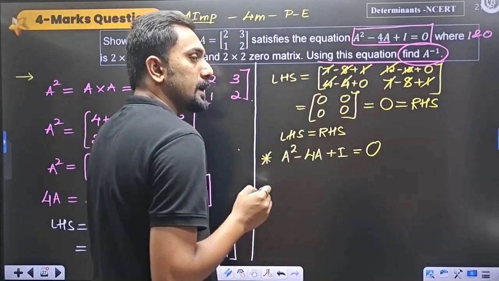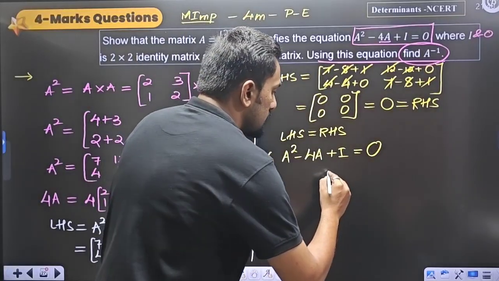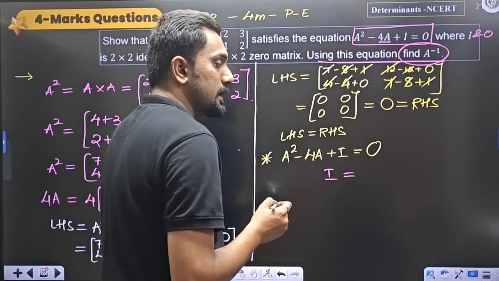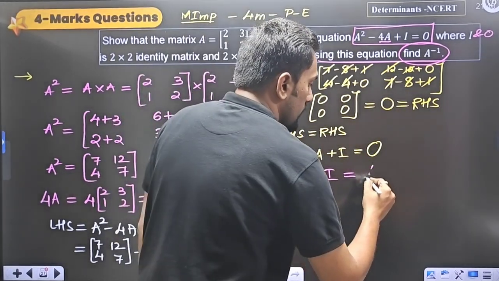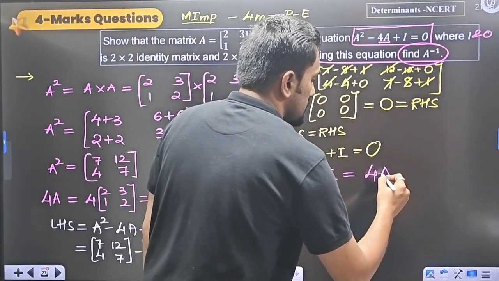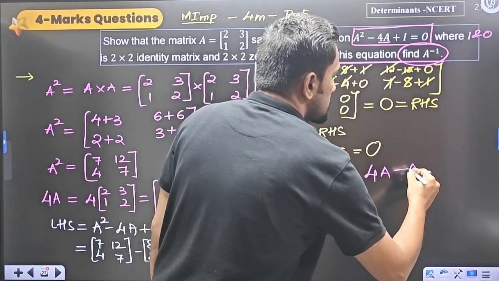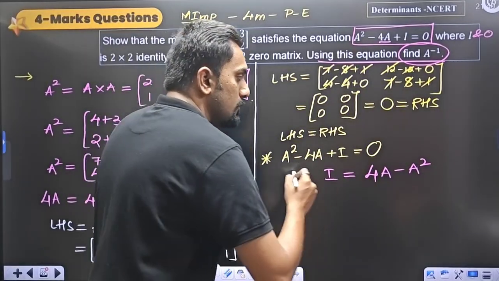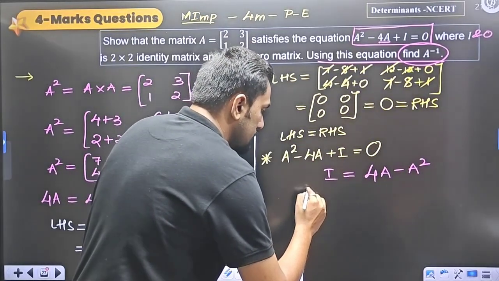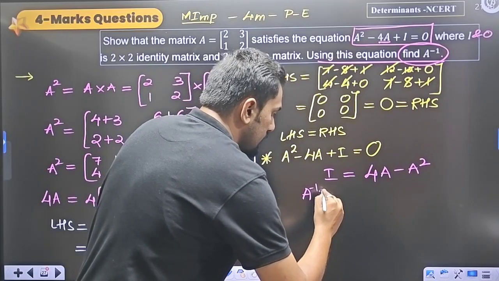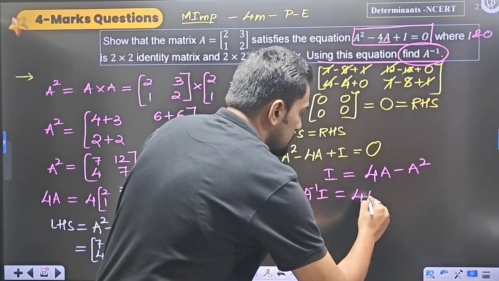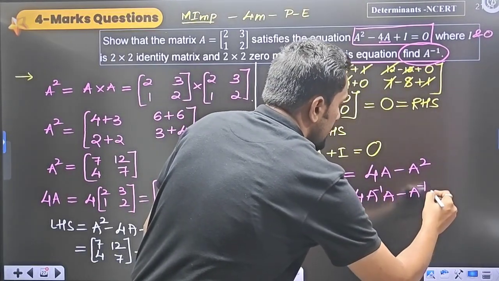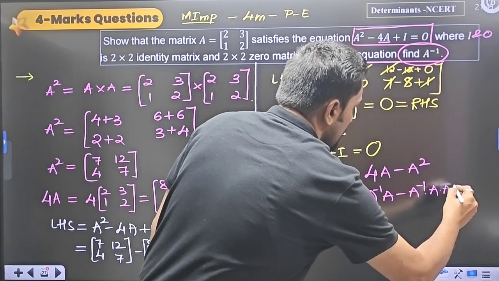Keep the identity matrix on the LHS side and shift everything else to the other side. Then I equals: A square goes to that side and becomes minus A square. The minus 4A goes to that side and becomes plus 4A. Then this becomes minus A square. Now we need to find A inverse. Multiply A inverse throughout the equation. Then it becomes A inverse into I equals 4 times A inverse into A minus A inverse into A square. This A square can be written as A multiplied by A.